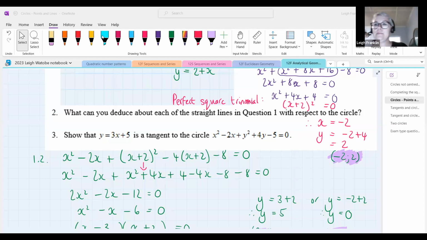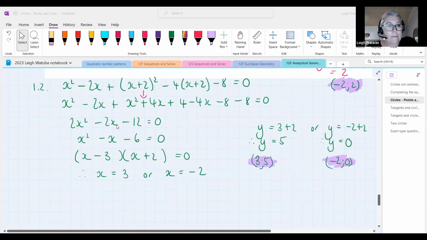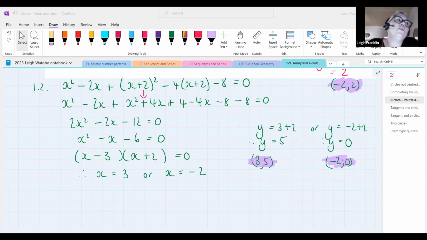I wanted to ask, with 2x squared minus 2x minus 12, do you have to divide by 2, or can you go straight to your brackets? You can go straight to the brackets if you want to, but it's going to be a little bit more difficult for you to factorize it if you don't divide through by 2. And then there's going to be a little bit of extra work on the end, because you're going to end up with brackets where there is a common factor inside. So it's just easier to divide by 2 first and then go ahead and factorize. That's why we do it.